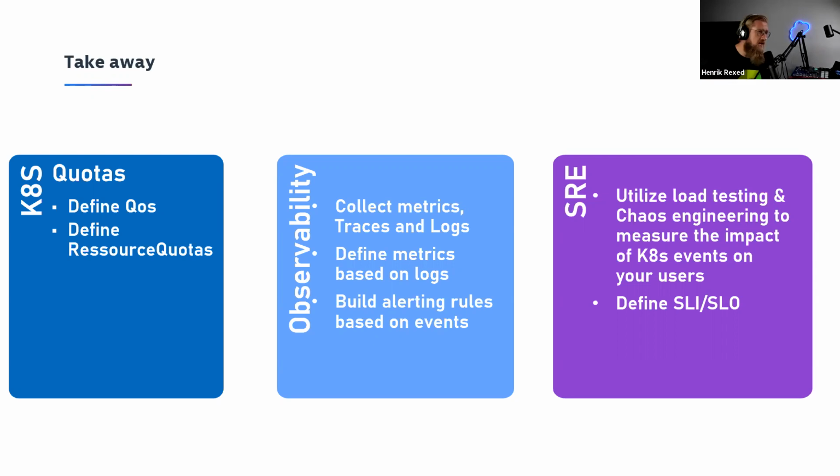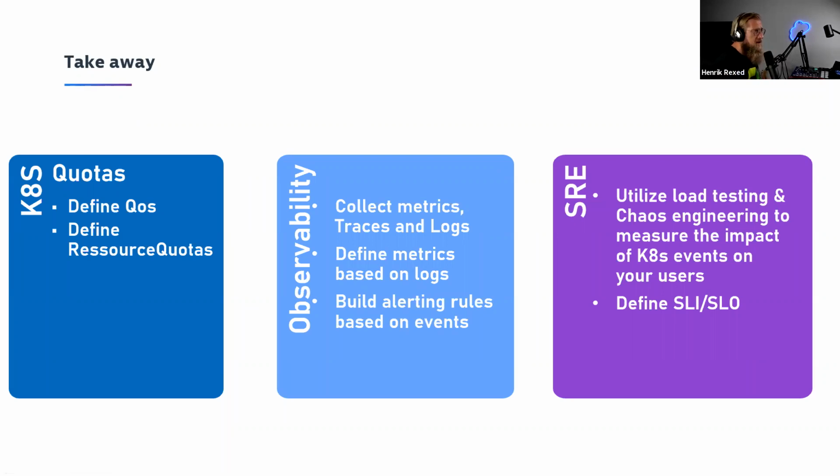On the observability side, make sure that you collect metrics, traces, logs. I mean, you know that. That's natural for you. But keep in mind that logs is a really interesting source. So please take advantage of that. Define metrics based on your logs. And then you can define alerting rules, custom anomaly detection rules. You can define SLOs, but this will be more on the SRE side.